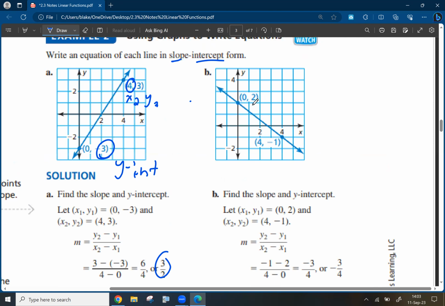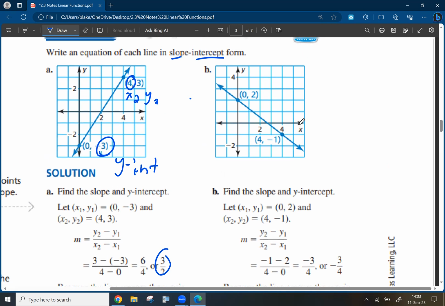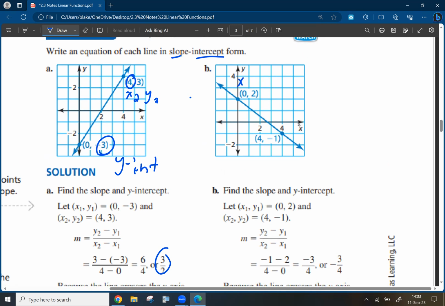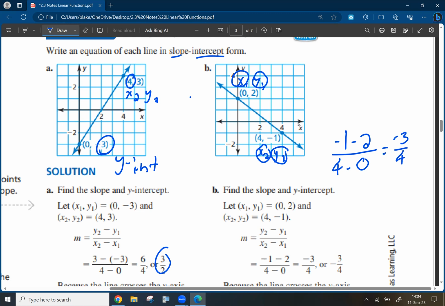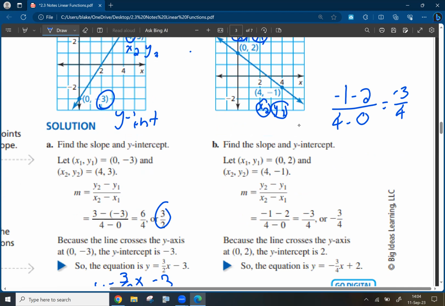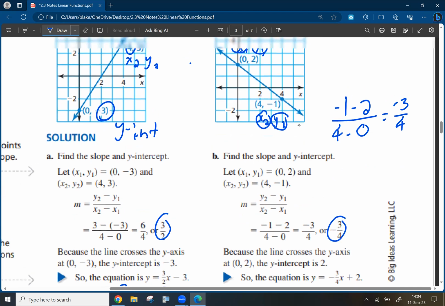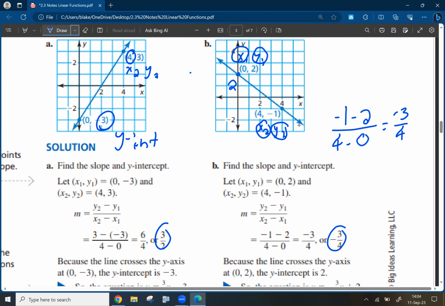The y-intercept, as you can see, is at +2. And then the slope, you can see they use the slope formula. So what they have is x1, y1, and x2, y2. So y2 minus y1 would be -1 minus 2. And then x2 minus x1 would be 4 minus 0. So this ends up as -3 over 4, or -3/4. So that's your slope. And like I said, we've already pointed out our y-intercept is at 2.